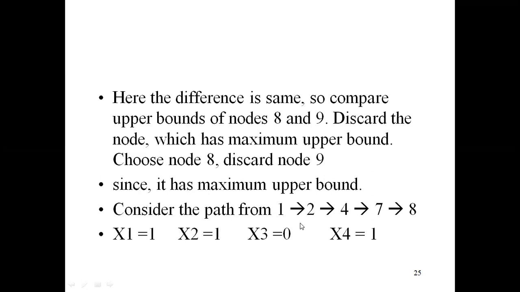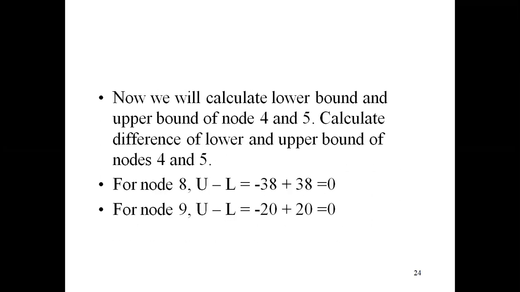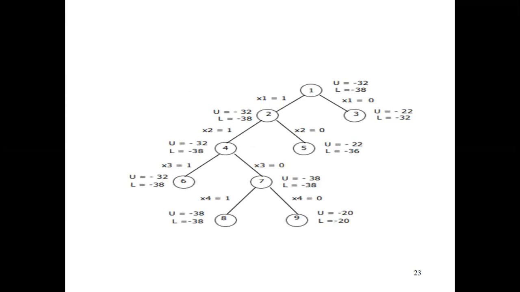Here the difference is same, so compare upper bounds of nodes 8 and 9. So discard the node which has maximum upper bound, choose node 8 and discard node 9. Since when you consider 8 and 9, it is having the upper bound minus 20, that is more than the upper bound, that is minus 32 or minus 38.